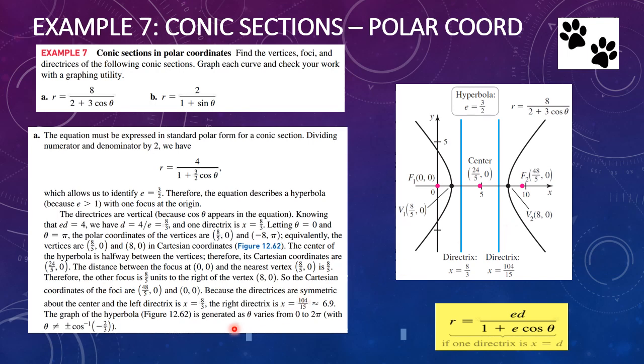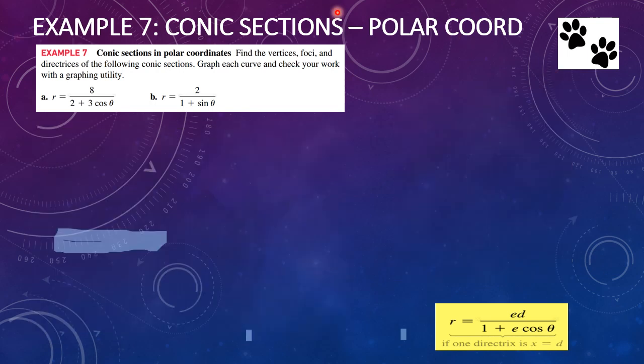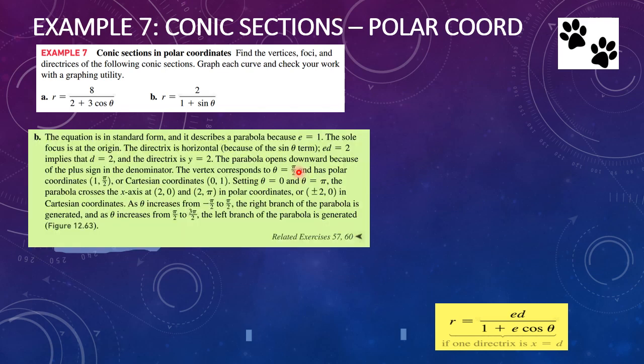Okay, let me see if there's anything else I want to tell you here. And of course, since we're using polar coordinates, we're going to graph it from 0 to 2 pi. These are a bit confusing, but as we've seen from the introduction to this section, these do have a lot of applications in the real world. So let's look at part B now.